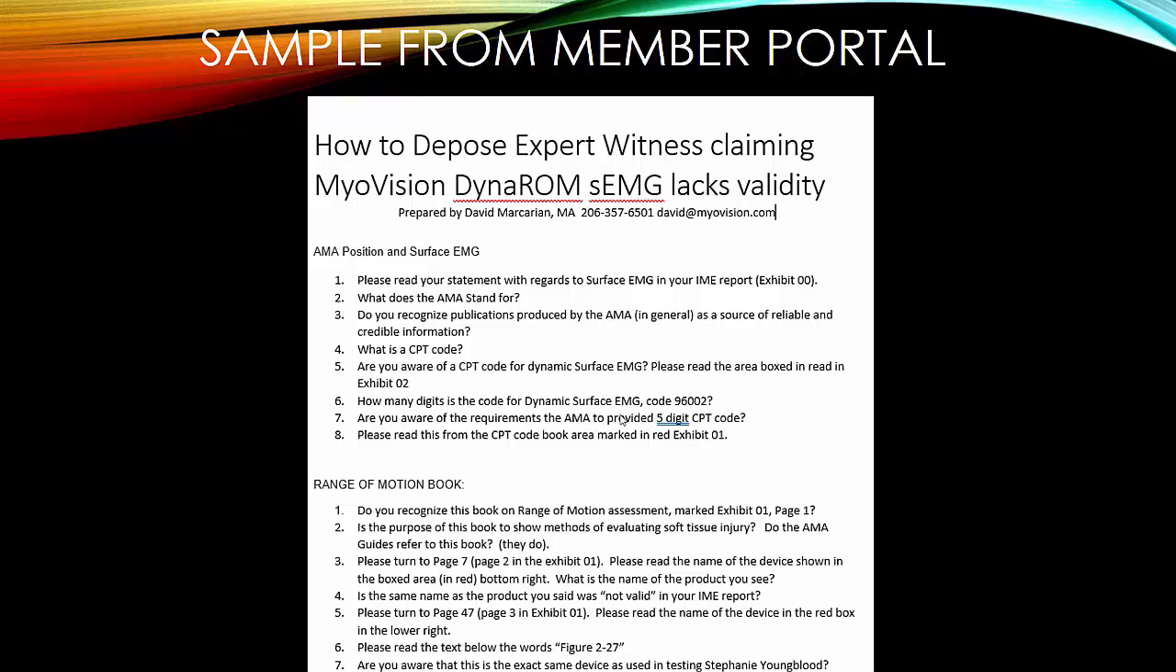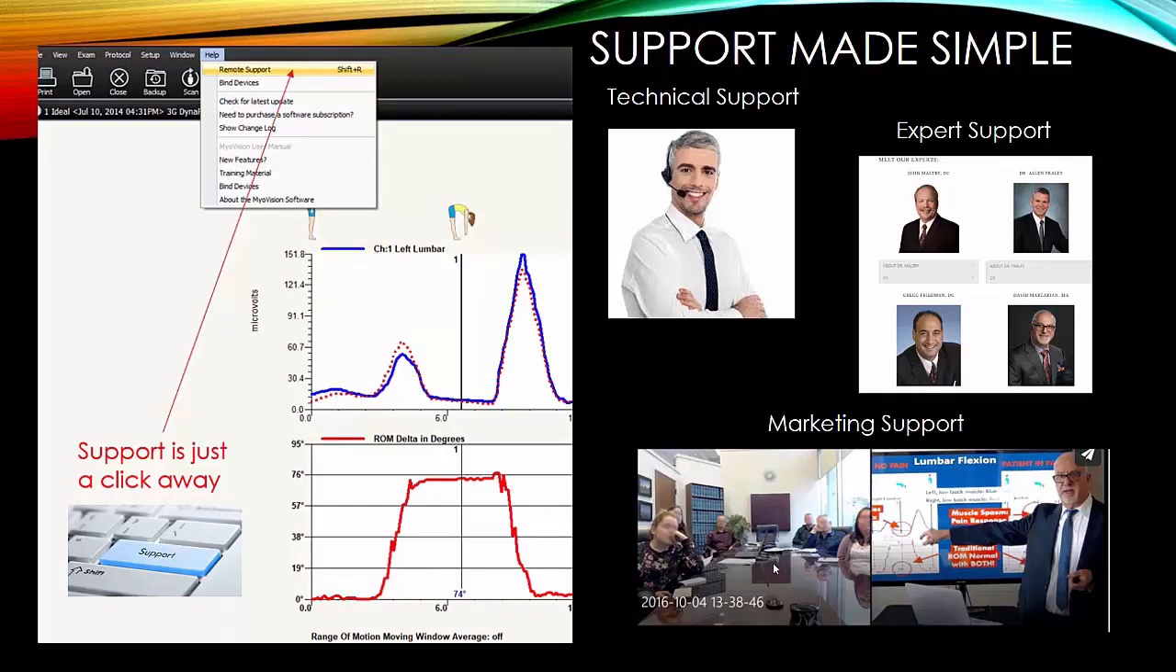But support doesn't end in our member portal. You'll also have world-class technical support built right into the software program. It's so easy. Just click Help and then Remote Support, and get connected in less than a minute. It doesn't get any easier than that. Our technical support staff will make sure that you're always up and running. Our experts can handle any interpretation and depositions you have. Our experienced group of professionals with a record of unsurpassed settlements and court victories are available to make sure you and your patients are getting the largest possible settlement.